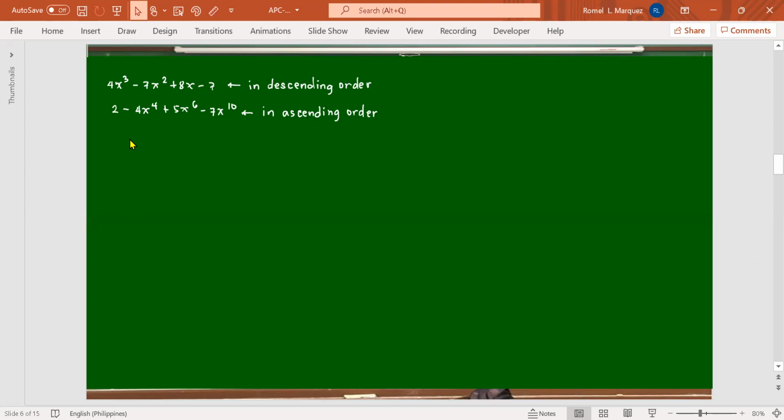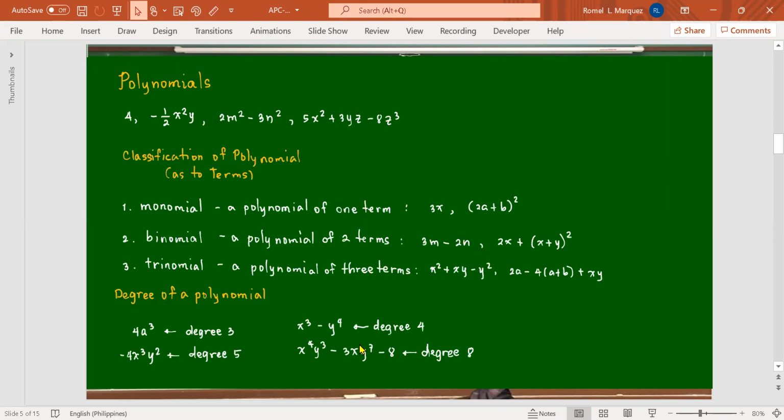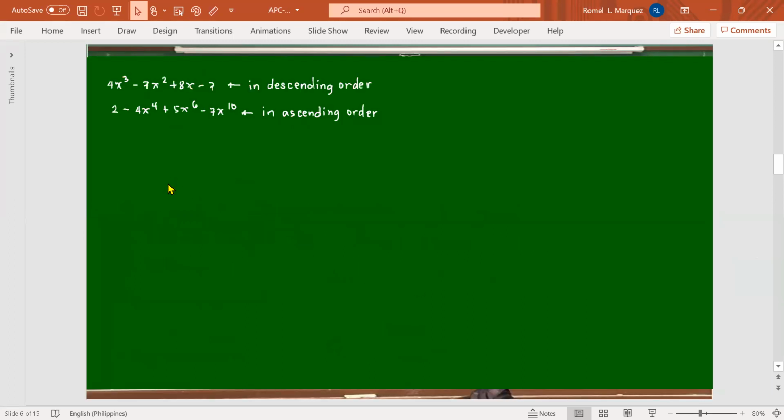Sir, may question lang po sa previous slide. Kung bakit po 8 yung highest, sir? Dapat po 7. Because 1 plus 7 is 8. The exponent of x. Ia-add po pala, sir. Yes. Di ba ina-add ang degree ng bawat term? Pag magkasama ang mga variables sa bawat term, yung mga variable ina-add the exponent. Basta monomial term, ha? Product term. Okay po, sir. Thank you po.